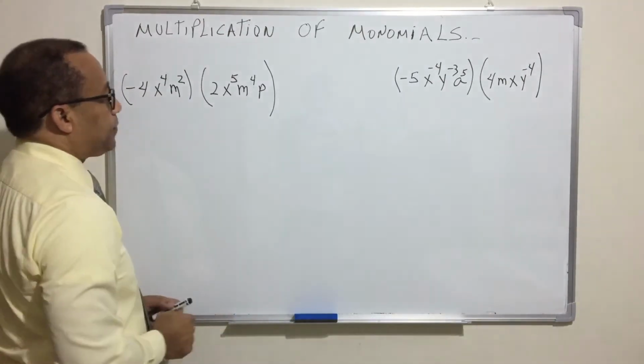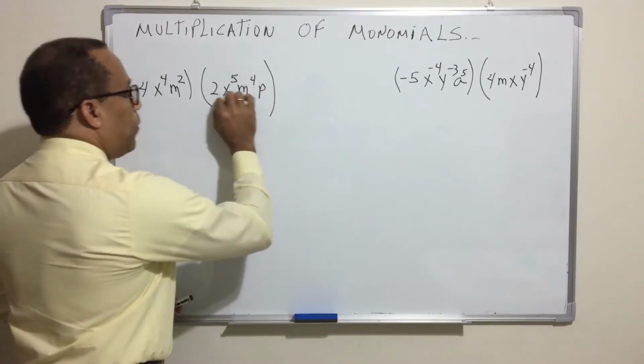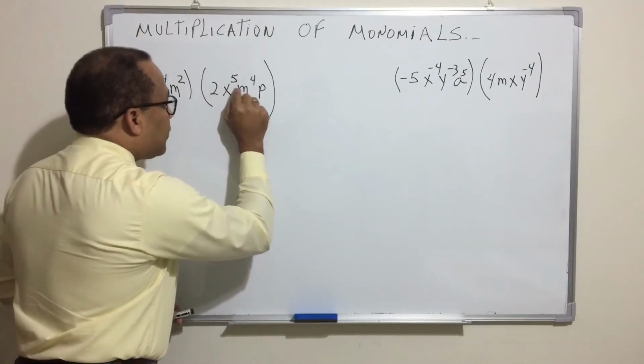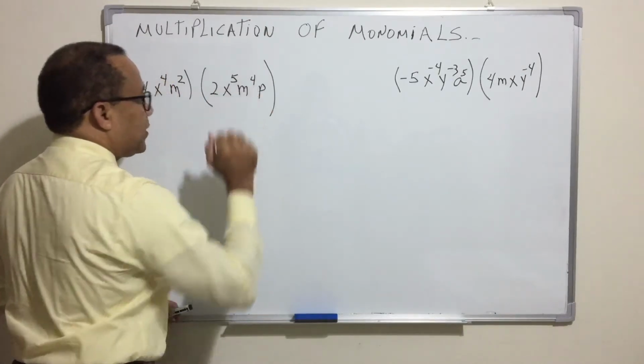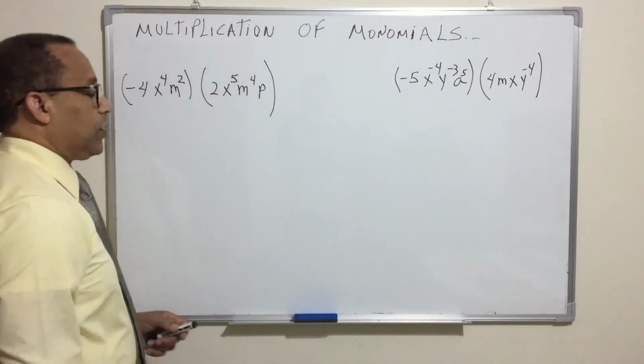Same as this one, 2x to the fifth m to the fourth p. It's a monomial. It has only one term, because there's no positive or negative sign between the elements of the monomial. So we are multiplying two monomials.